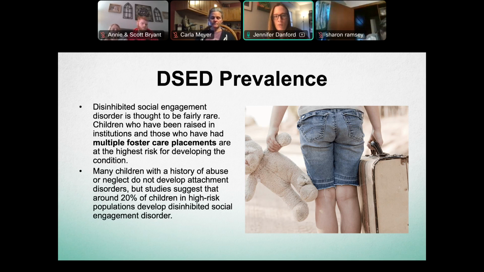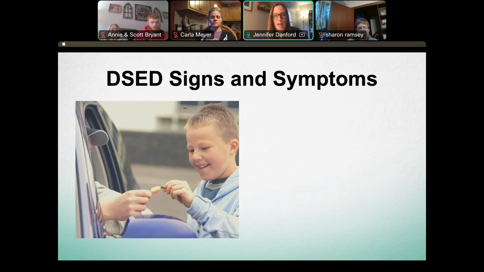A lot of kids with a history of abuse don't develop attachment disorders, but studies suggest that around 20% of kids who do have these backgrounds develop this disorder specifically. So that's a fairly high number. What is that? 1 in 5, I think. 1 in 5 kids has something like this. And I do see this with a lot of kids.